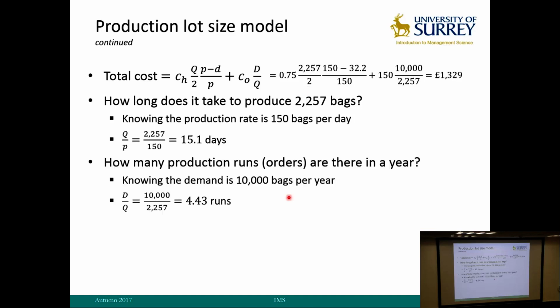And how many production runs? Because we know the total demand from the market for a year is 10,000, and we found the Q. Every production run, we have to produce 2257. So how many rounds? That's basically the total demand divided by how many products we can produce each time. Yes, please?